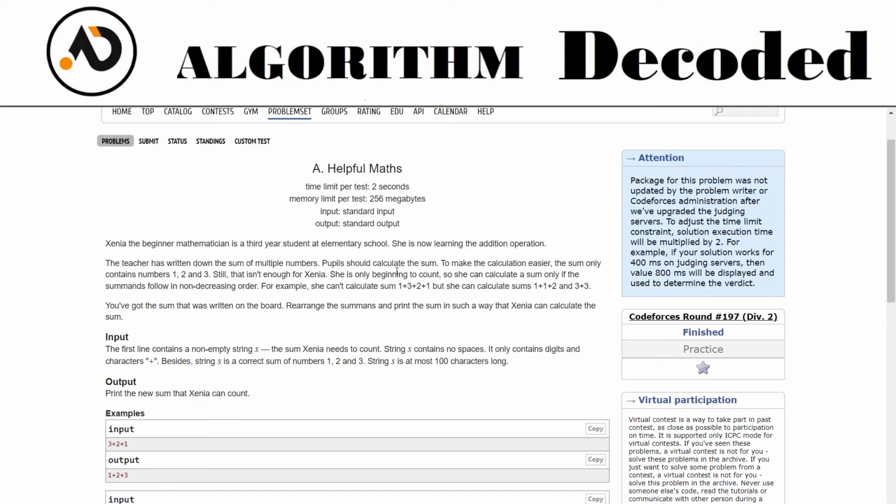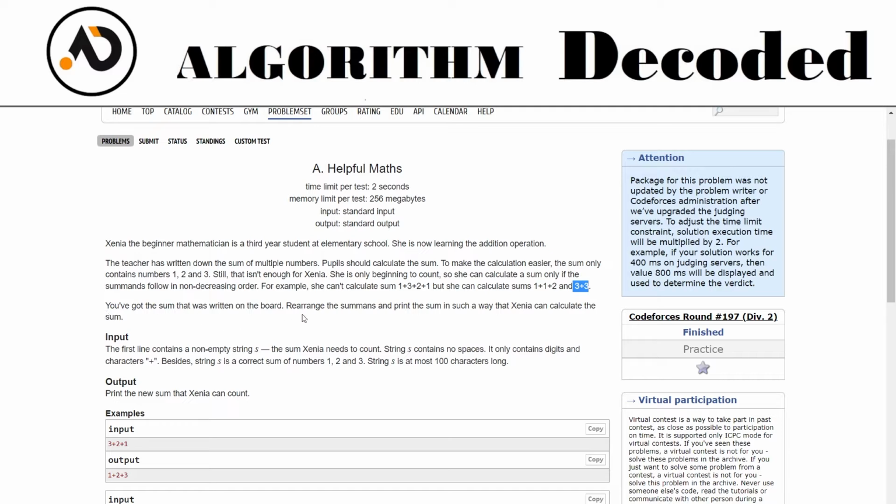She is only beginning to count, so she can calculate a sum only if the summands follow in non-decreasing order. Non-decreasing, sorry, my bad. Non-decreasing, तो decrease नहीं हो रहे, that means increase हो रहे हैं. So for example, she can't calculate sum 1 plus 3 plus 2 plus 1, but she can calculate sum 1 plus 1 plus 2 and 3 plus 3. तो increasing order में दिया तो calculate कर लेगी easily, but वैसे नहीं कर पाएगी.